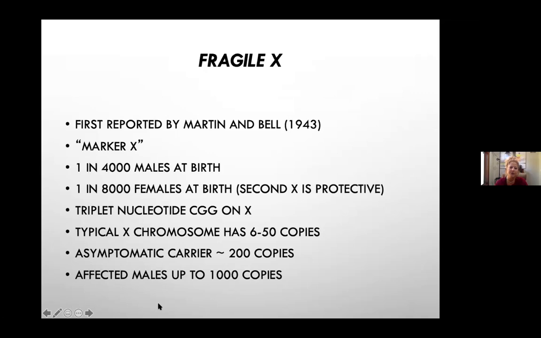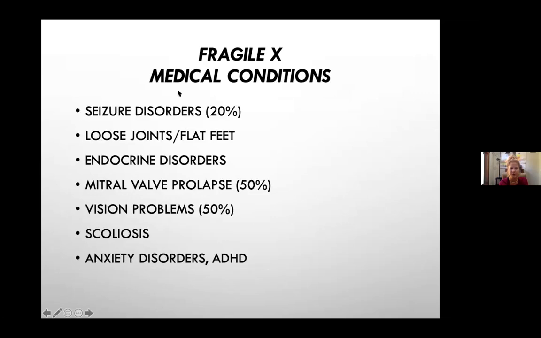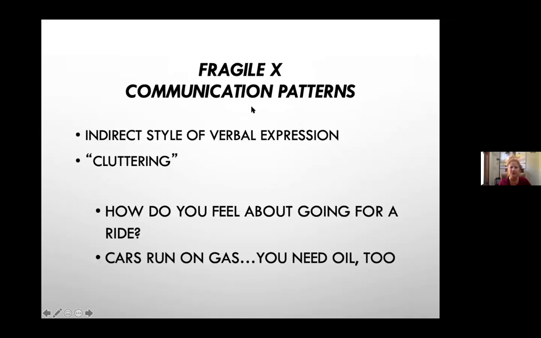So the triplet nucleotide, it's the repeating sequence, that CGG, on the X chromosome. So the typical X chromosome has between 6 and 50 copies of that trinucleotide. An asymptomatic carrier may have approximately 200, and affected males have approximately 100. So these are the medical conditions that we will typically tie to Fragile X syndrome. Lots of seizure disorders, mitral valve prolapse in 50% of individuals, vision problems. This could present in a range of different categories, and lots of scoliosis. Also, really common anxiety disorders and ADHD will co-occur.